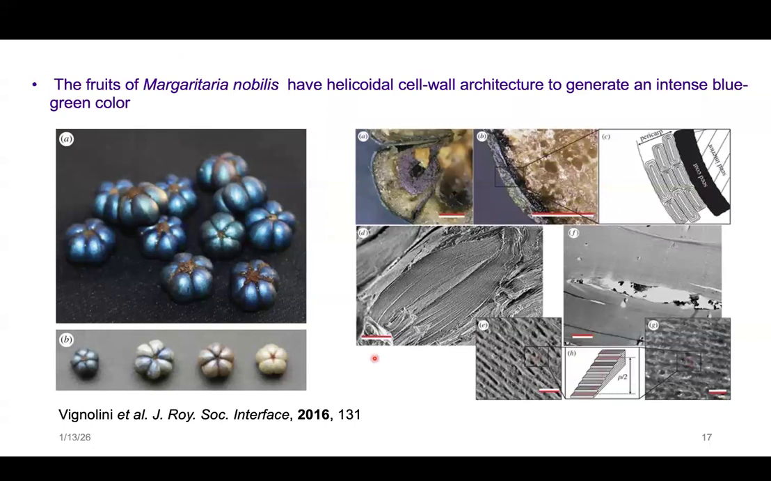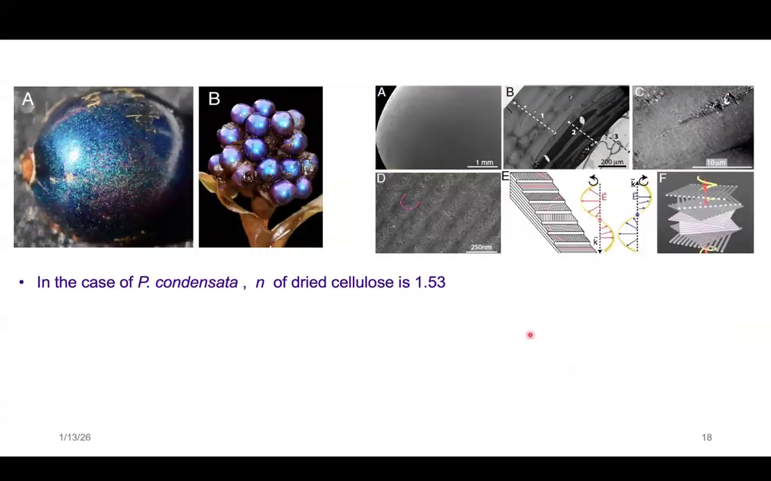And this kind of color is also found in nature. The one previously shown is how you isolate and then make this kind of structure, but nature itself has certain fruits which have this high reflectivity due to the helicoidal nature of the cellulose nanocrystals present in their structure. You can also identify why it is, because cellulose has a very high refractive index of 1.53 when it's dried.